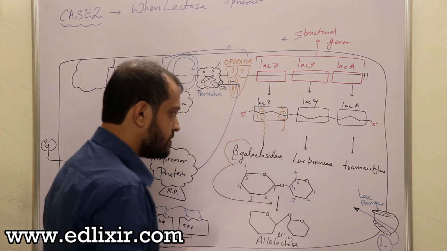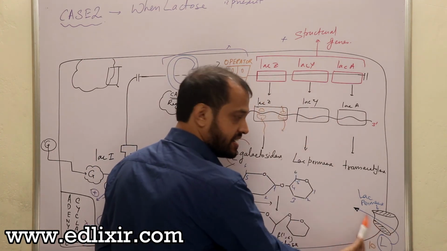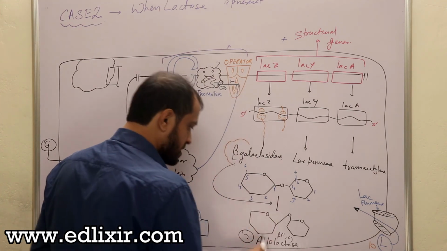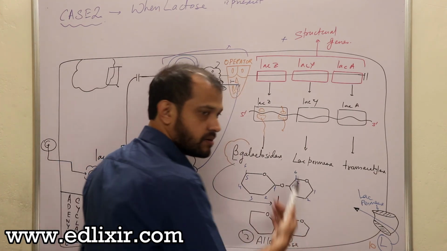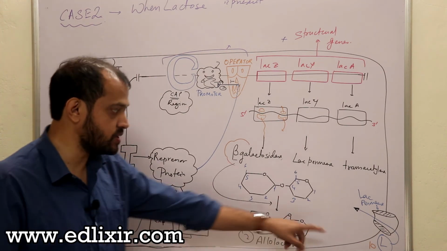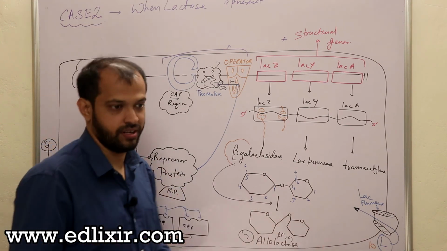That means whenever, suppose there are 10 lactose entering the cell, at least 2 will be converted into allolactose and the others will be converted into glucose and galactose. That means there is always formation of allolactose whenever lactose enters the cell. Now you need to understand very carefully. Listen.